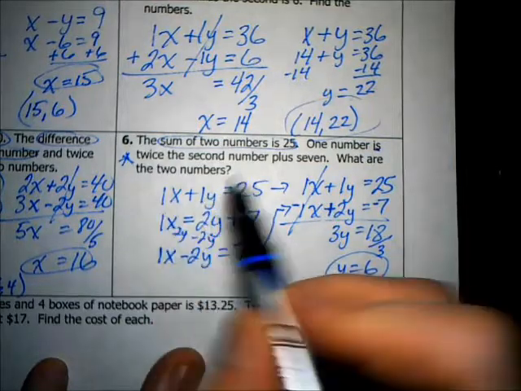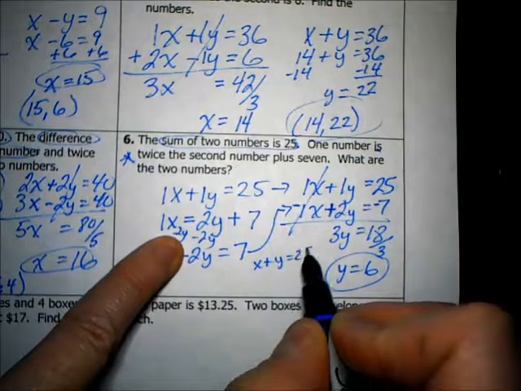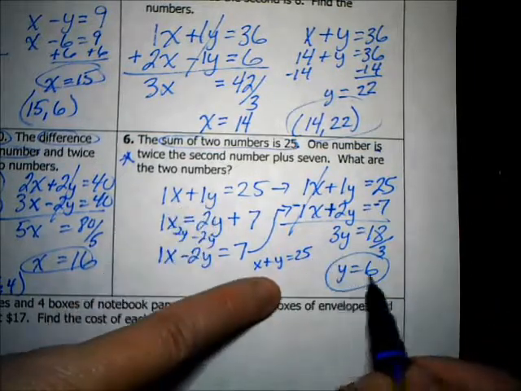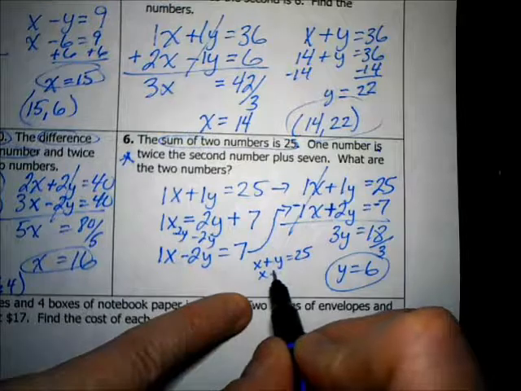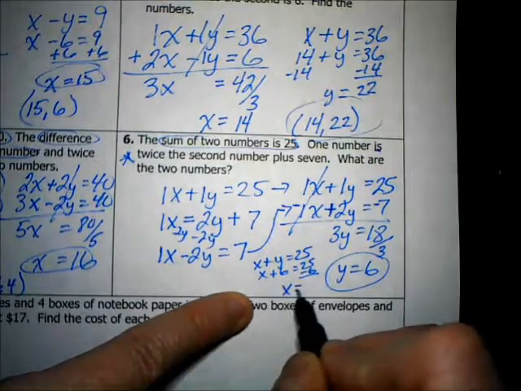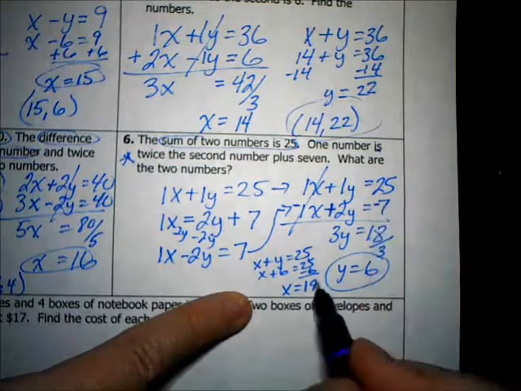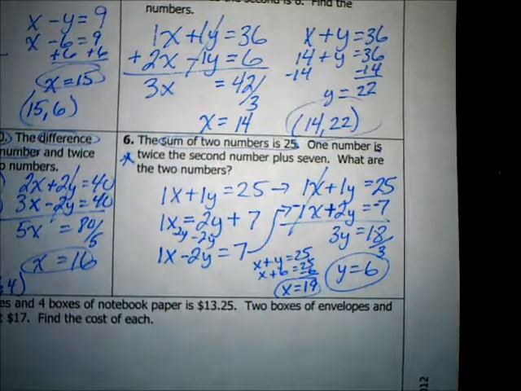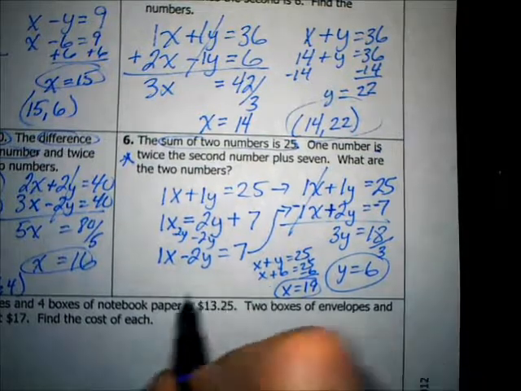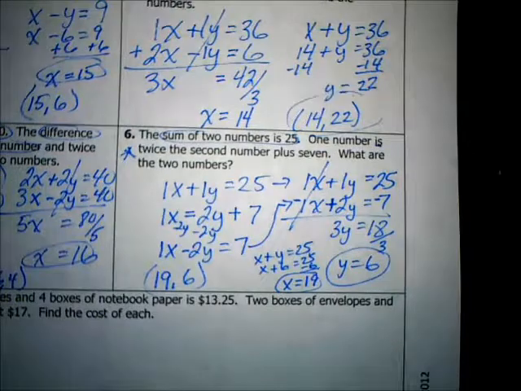I'm going to take it, plug it back into the first equation. Okay, I found out y is 6. So I subtract 6, and I see that x, I believe, is 19, if I subtracted right. Yeah. Alright, so my two numbers are 19 and 6 for my solution.